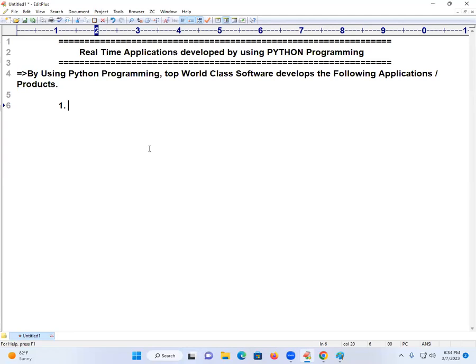So the first and foremost important thing I am writing here. And today, out of discussion of this entire thing, one important conclusion we will come across. What is that important conclusion? Carefully observe it. Number one, the first application we come across is web application development. Web applications we can develop by using Python language easily.